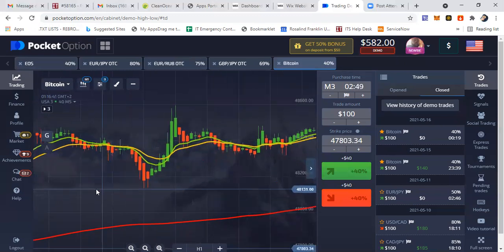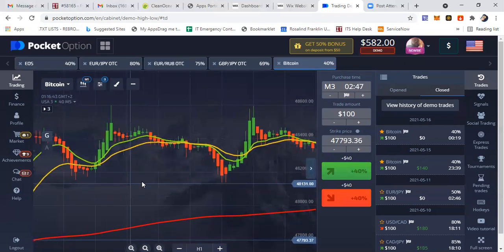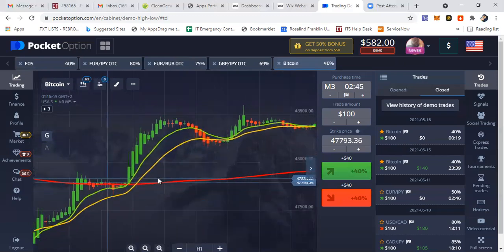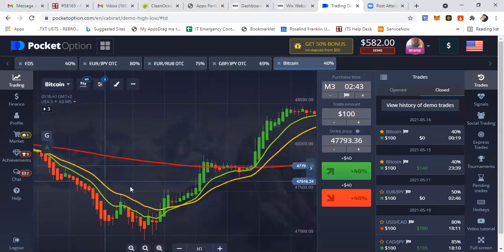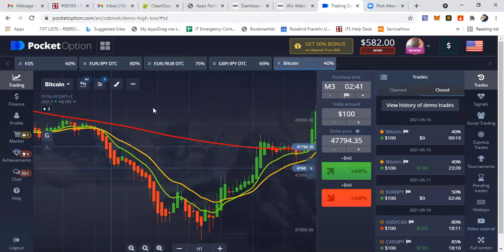So let's find another one, right? Find another cross. Okay, let's see. We find something on a downtrend. Boom. Perfect. As you see here, the 10 crossed below the 20. The 200 moving average is above the 10 and 20, right? And this was your crossing point.